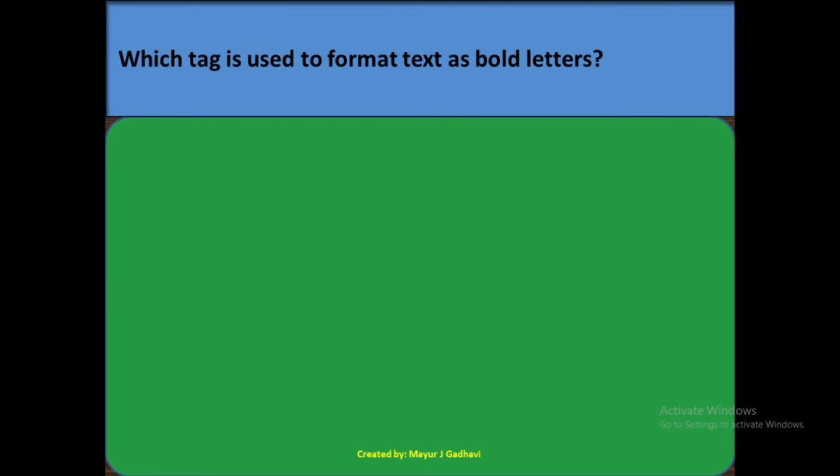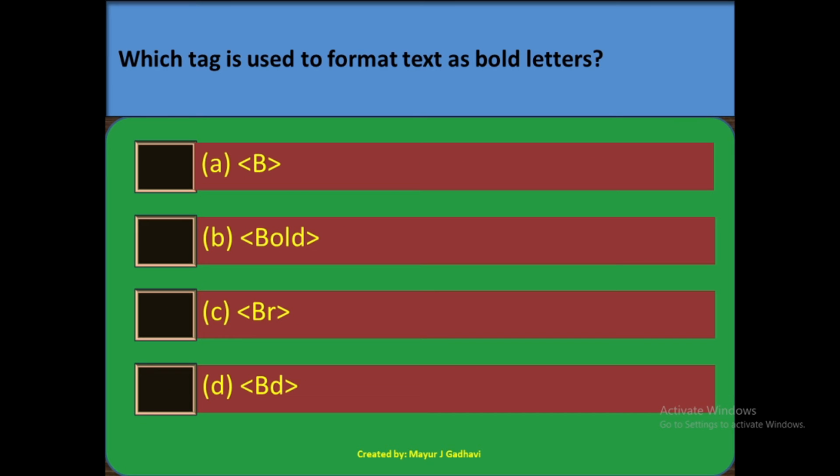Which tag is used to format text as bold letters? So if you want to write something in bold letters, then which tag is used? The options are B tag, bold tag, BR tag, or BD tag. Well, the correct answer is A, B tag.